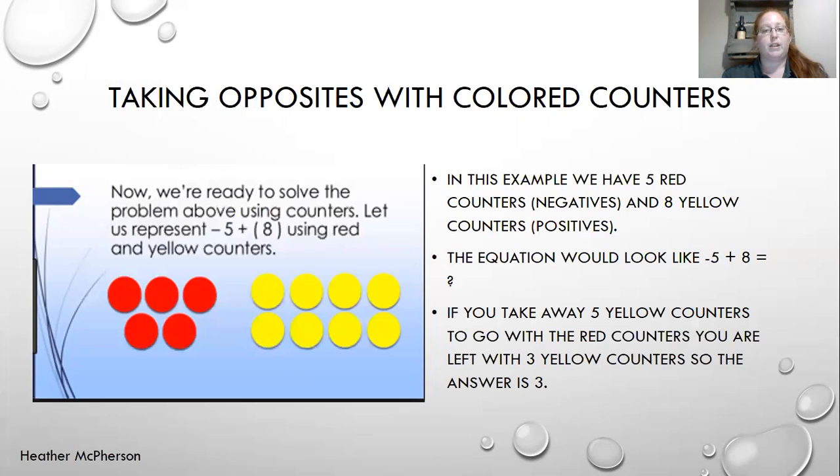So, in this example, if you take 5, 1, 2, 3, 4, 5 of these yellow counters, which are your positives, and you take those over here to the red, -5 plus +5 equals 0. You're left with 3 yellow counters, which would mean your answer to the equation is going to be a +3, because your yellow still represents positive, and that's all that's left in the equation.